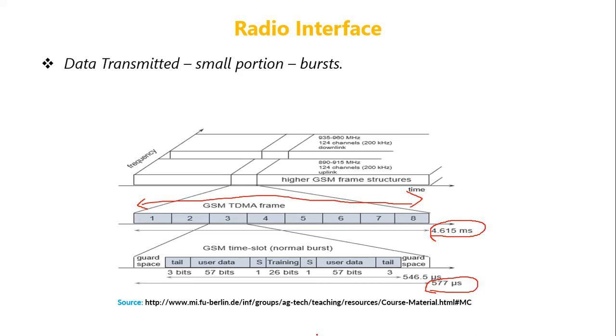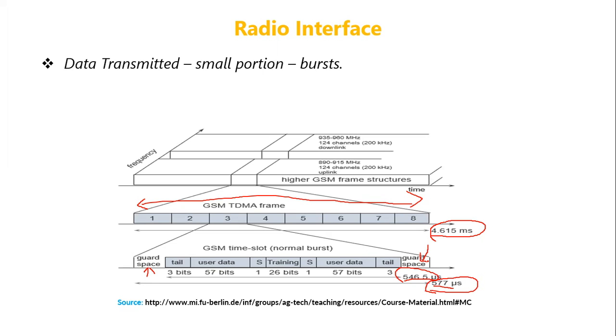This diagram shows a normal burst. Even though each slot can have a maximum of 577 microseconds, in a normal burst the burst length is only 546.5 microseconds, because there is a guard space in the beginning and also a guard space at the end. Because of that, the 577 microsecond slot is reduced to 546.5 microseconds.